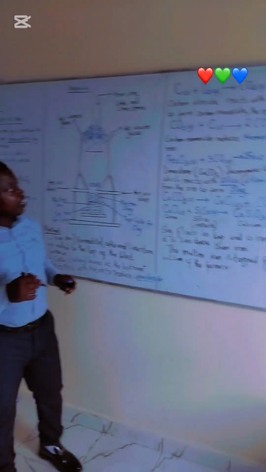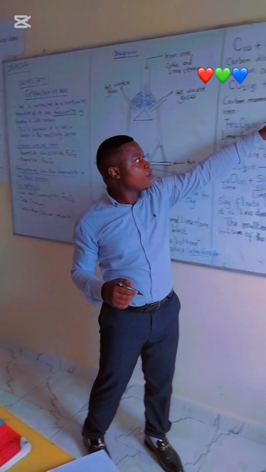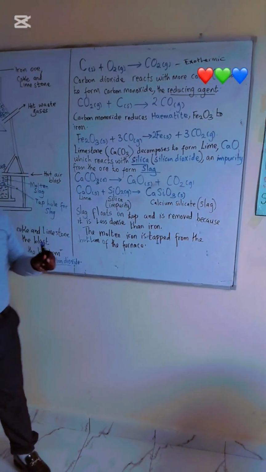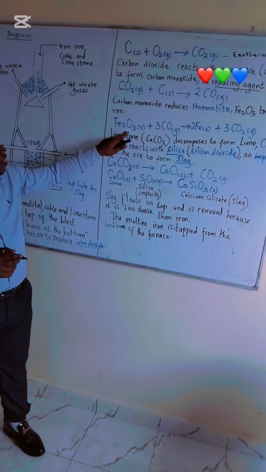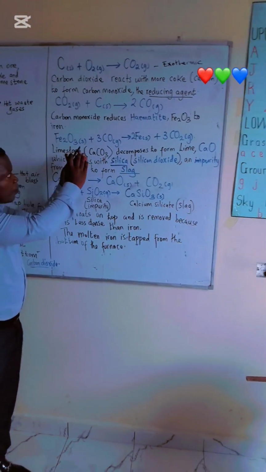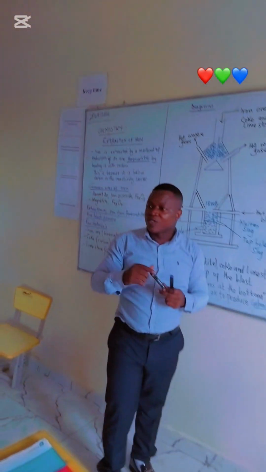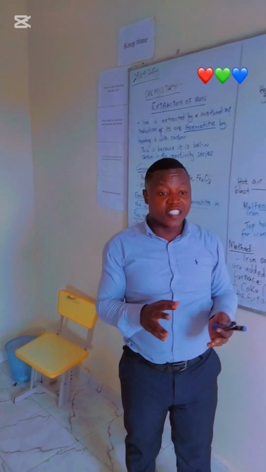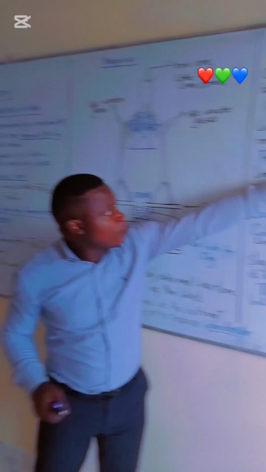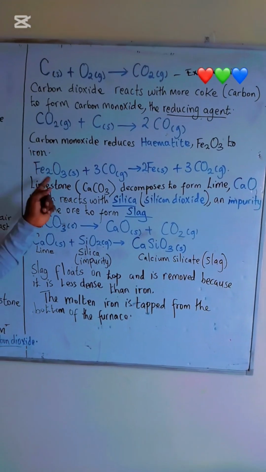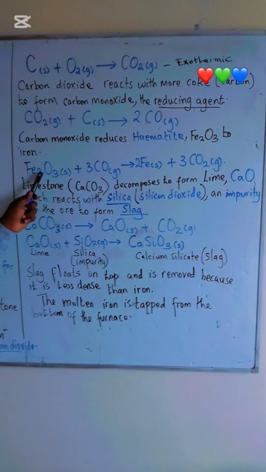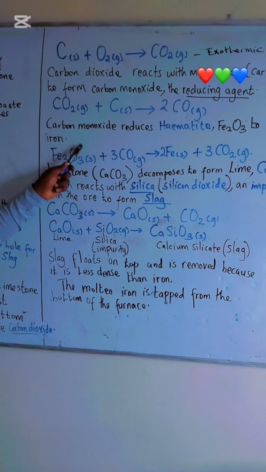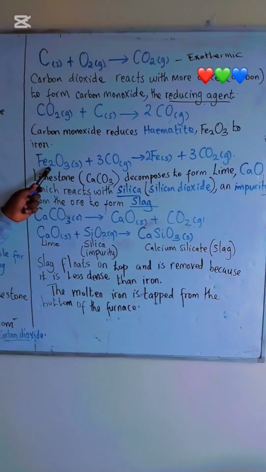So carbon monoxide is the reducing agent for Haematite, which is our ore, iron(III) oxide. So iron(III) oxide reacts with carbon monoxide. Let us not forget that carbon is above iron in the reactivity series. So carbon will take away the oxygen. To reduce is to take away oxygen. So carbon takes away oxygen from the iron(III) oxide.